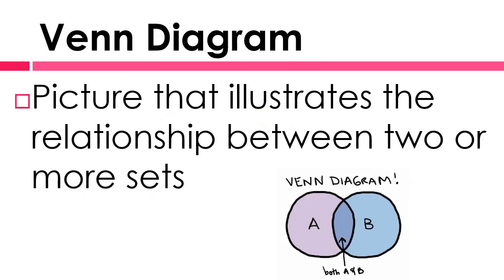And sometimes we show Venn diagrams to collect our data and to show it in different ways as a visual. A Venn diagram is a picture that illustrates the relationship between two or more sets. And you might have seen these before in other classes. We're going to use these tomorrow when we talk about the relationship between two or more sets.